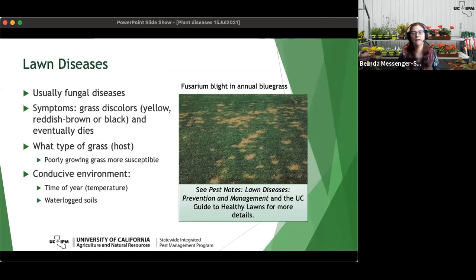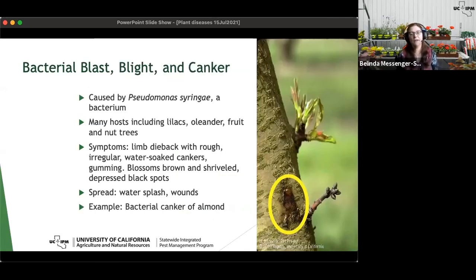Next slide. So I mentioned this bacterial disease earlier. The disease has different names depending on the host, but bacterial blast, blight, and canker are all caused by the same bacterium, Pseudomonas syringae. A lot of plants are susceptible to this disease, including lilacs, vegetables, and fruit and nut trees. Tip dieback symptoms are caused by this pathogen, and they're similar to fire blight, but they rarely extend more than a couple of inches down the shoot tip. So that's one way to distinguish them.